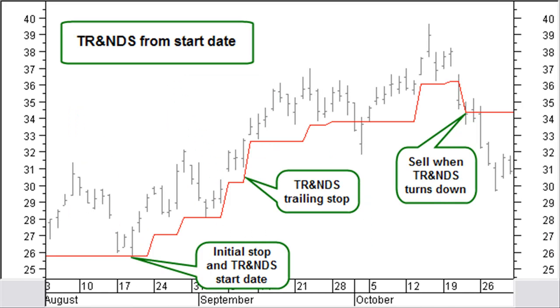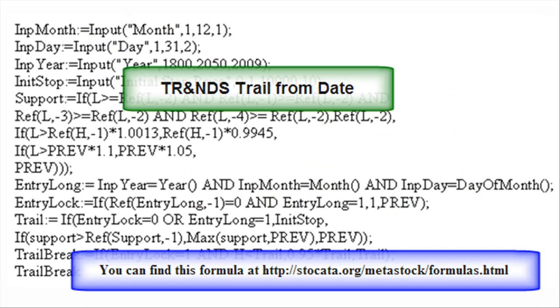Using your own trading entry method, you certainly want to be able to use TRENDS with your own entry date and initial stop level as shown in this chart. The breaking of the TRENDS trailing stop is signaled with a downturn. And this is the complete MetaStock formula for the TRENDS trailing stop from a start date.